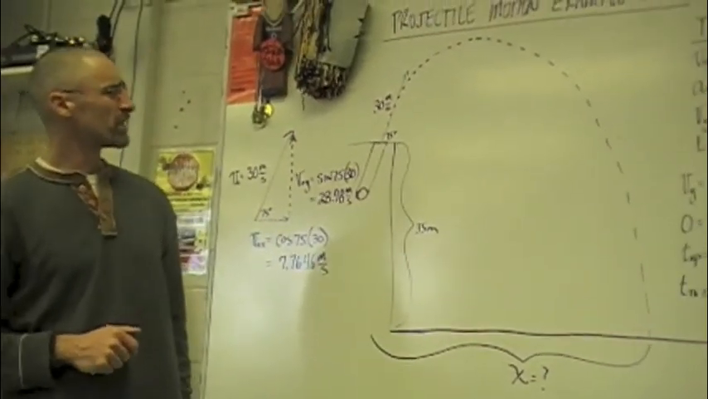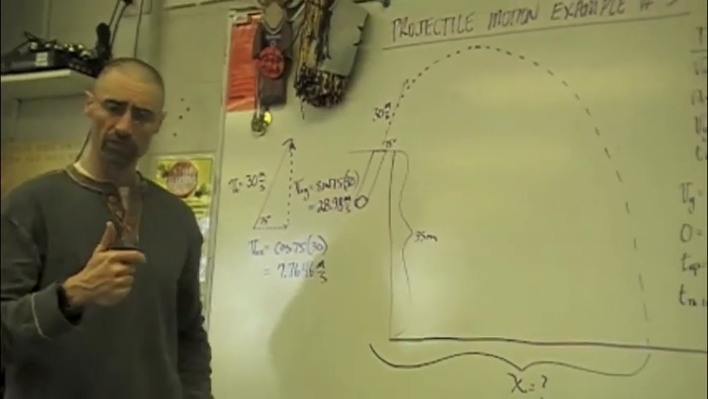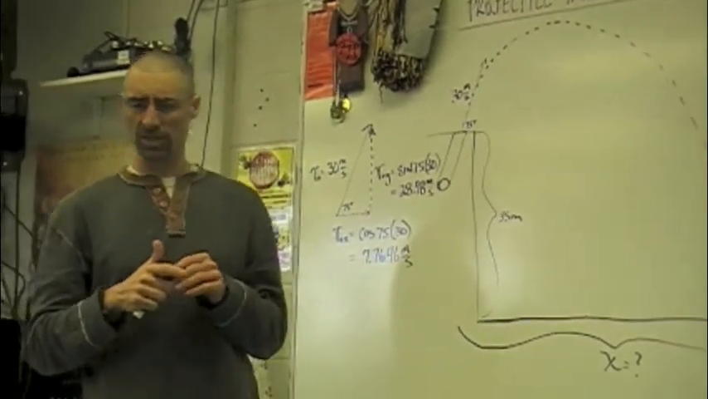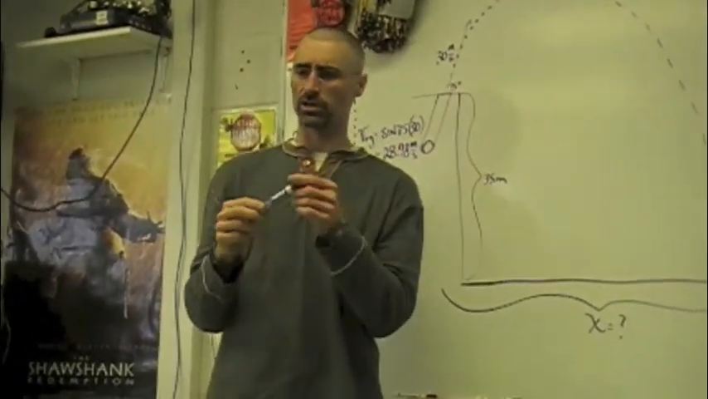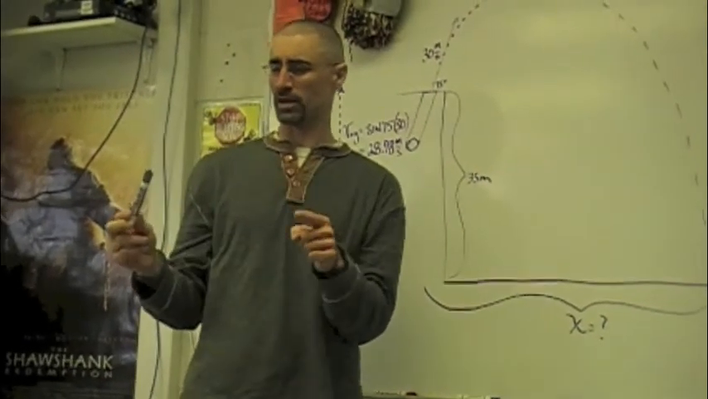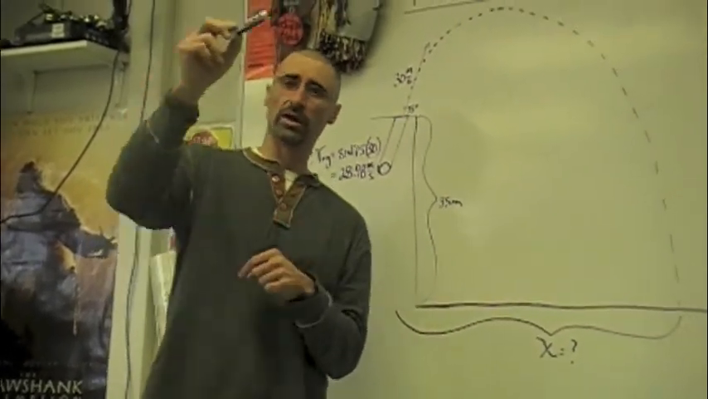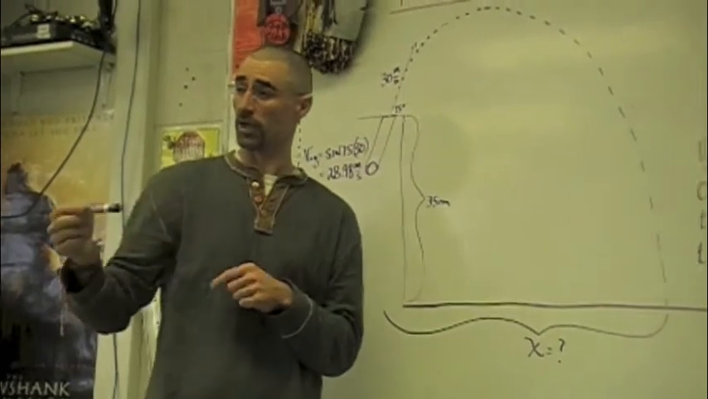So guys, today we're going to take it to another level. We've looked at projectile motion problems where we shot things horizontally and they fell. Yesterday we looked at a problem where we shot things at an angle and they went up and landed at the same level that they were shot from.